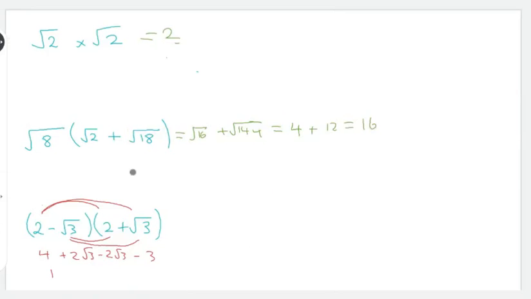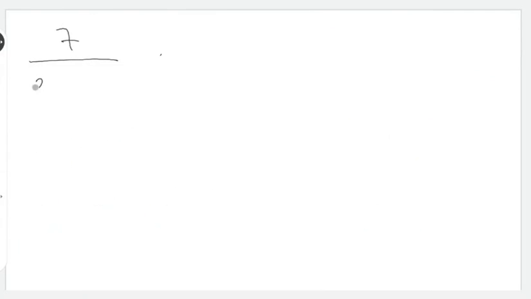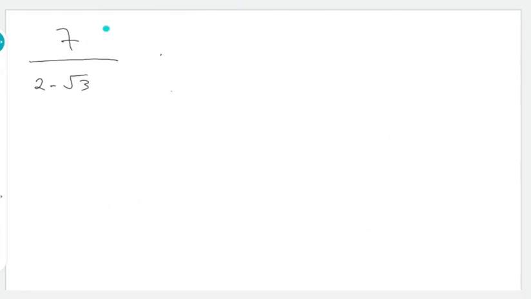Okay, now let's take this example. Pay attention to the question that we did on the first slide with the 2 minus root 3. We've got 7 over 2 minus root 3. So my question to you is, from the first example, what did we multiply 2 minus root 3 by to get a whole number? 2 add root 3? Right, so in this case, we can multiply the top by 2 add root 3, and we can multiply the bottom as well by 2 add root 3.